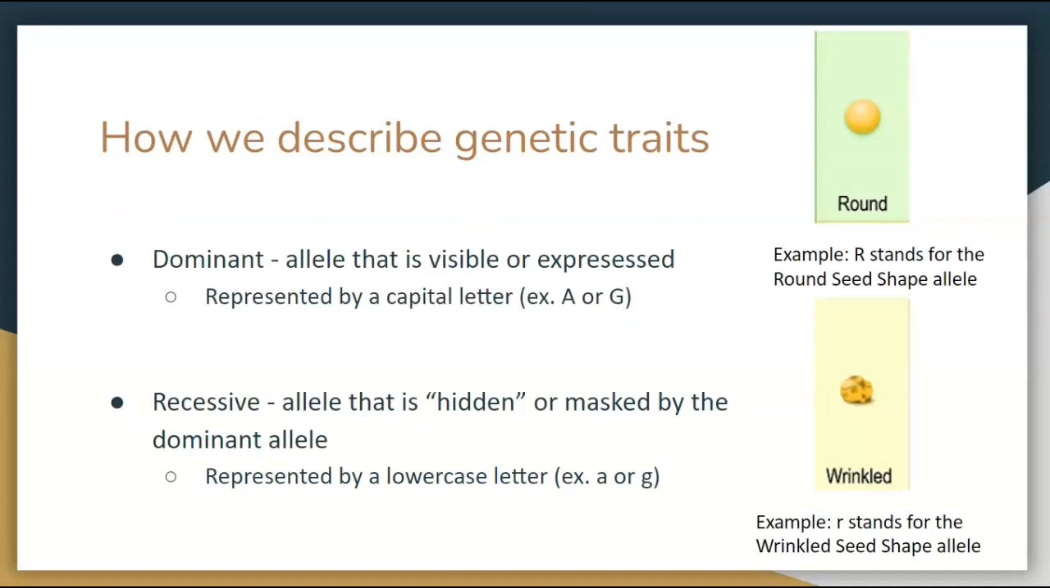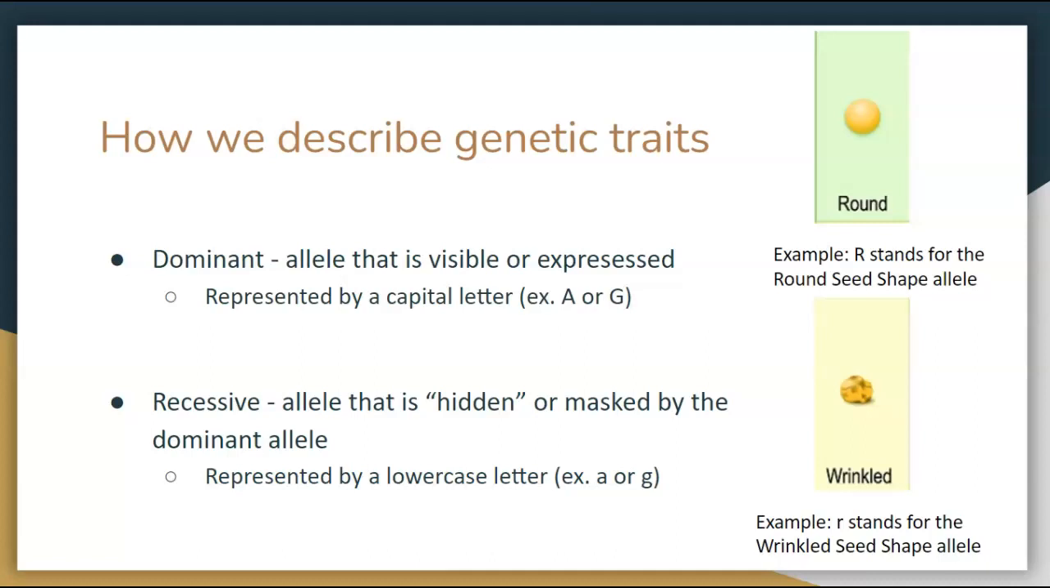So describing genetic traits, there's two big ways that we describe it. The trait is either dominant or it's recessive. And you've probably heard these words in maybe an alternative way. You've heard them in other classes. You know what the word dominant means, maybe not recessive, but you've probably heard the word dominant. Like, ooh, that smell is really dominating the room, right? It's like really smelly. A dominant allele is an allele that's visible or expressed.